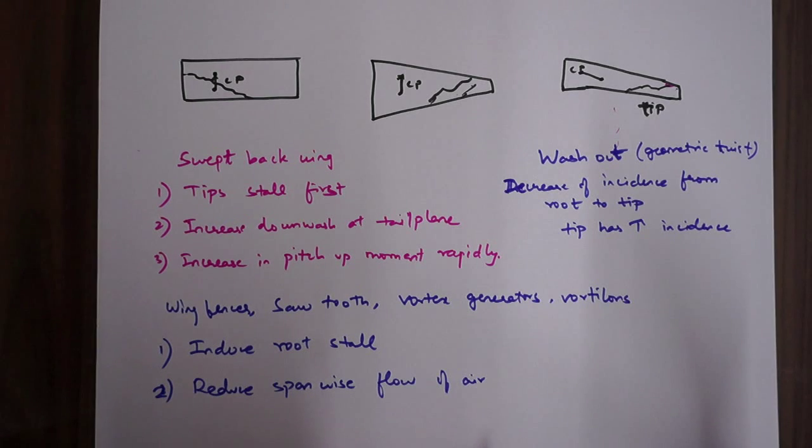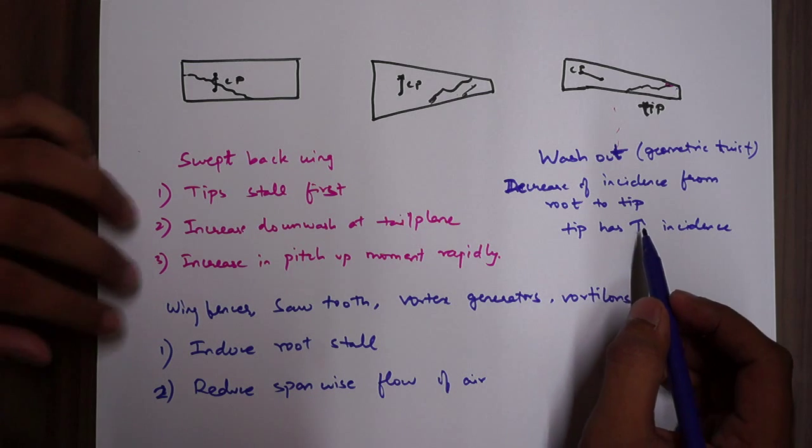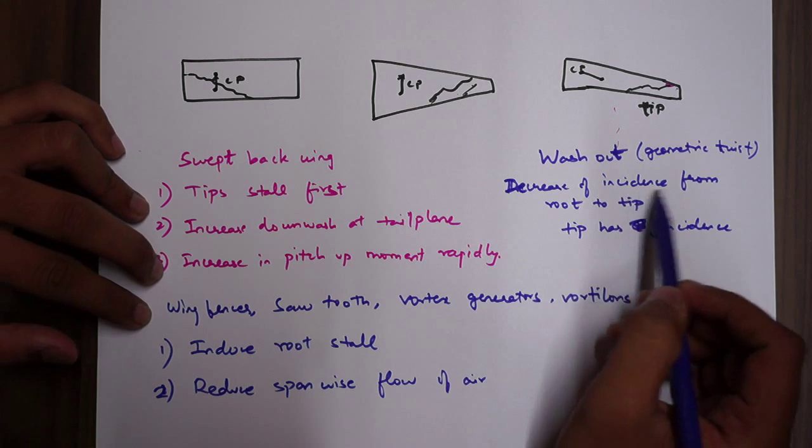Welcome back, guys. We're continuing with stall. Last video, I remember telling you the tip has an increase in incidence. So this one is wrong. Washout is basically a decrease of incidence from root to tip.